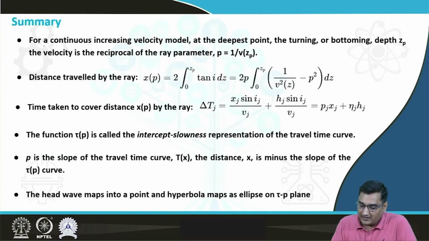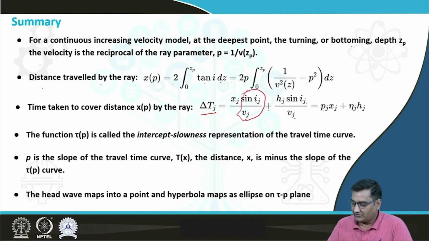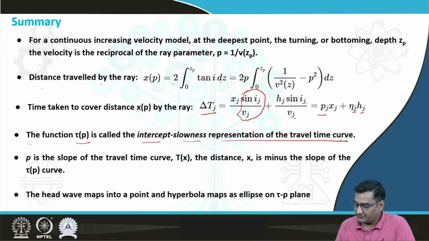So the summary: for a continuous increasing velocity model, at the deepest point, the turning or bottoming depth z_p, the velocity is the reciprocal of the ray parameter. The distance traveled by the ray is given as the integral 0 to z_p of tan i dz, doubled, which is equal to 2p integral 0 to z_p of 1 by square root of (1 by v squared minus p squared) dz. The time taken to cover distance x by the ray is delta t_j equal to x_j sin i_j by v_j plus h_j cos i_j by v_j, and this is your horizontal ray parameter p_j x_j plus eta_j h_j. The function tau(p) is called the intercept slowness representation of the travel time curve.